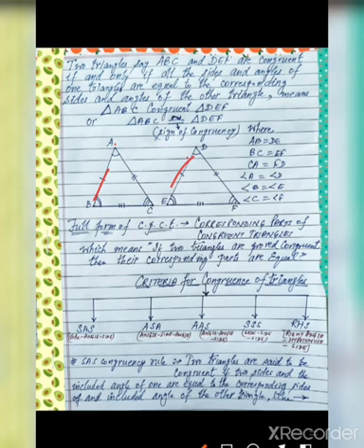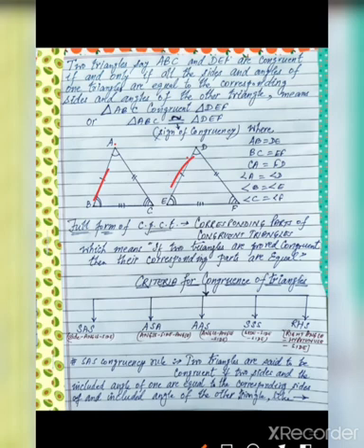Now what are the full forms of these abbreviations? SAS, these are short forms. The first one is side, angle, side. The next one is angle, side, angle. The third one is angle, angle, side, then side, side, side, and the last one is right angle, hypotenuse and any other side. So these are the full forms.